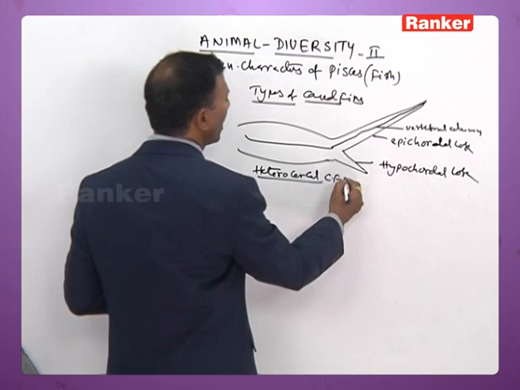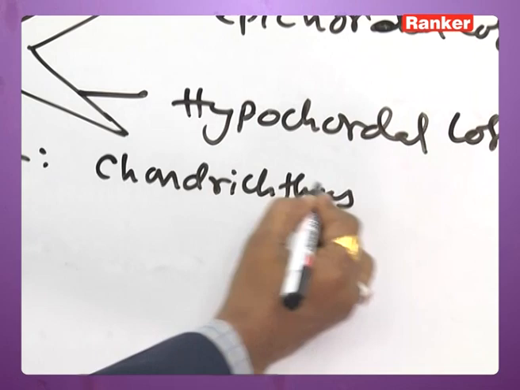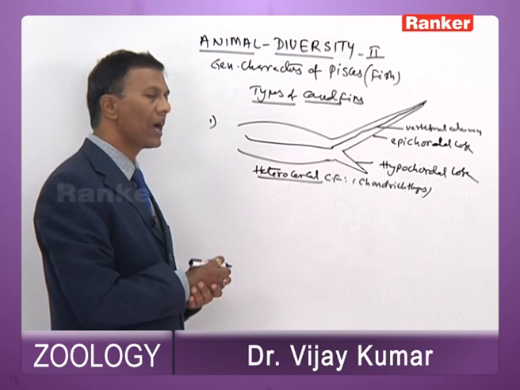Heterocercal caudal fin is present in most of the chondrichthyes, that is all cartilaginous fish. In fact, all cartilaginous fish are characterized by the presence of heterocercal caudal fin, which is asymmetrical both externally and internally.